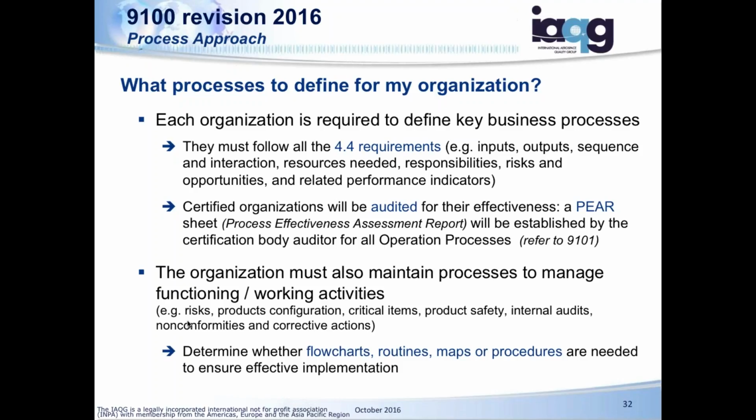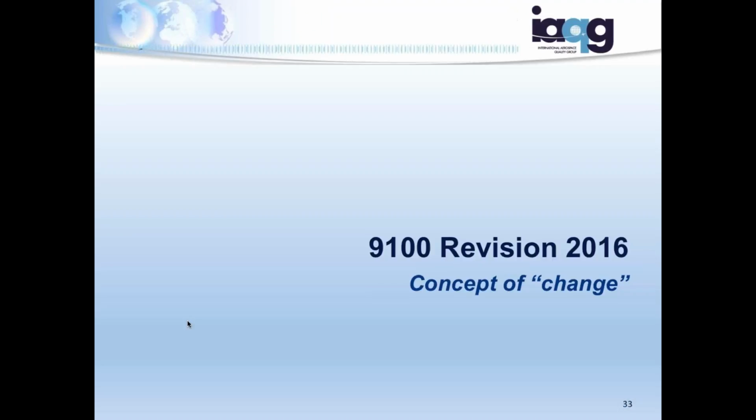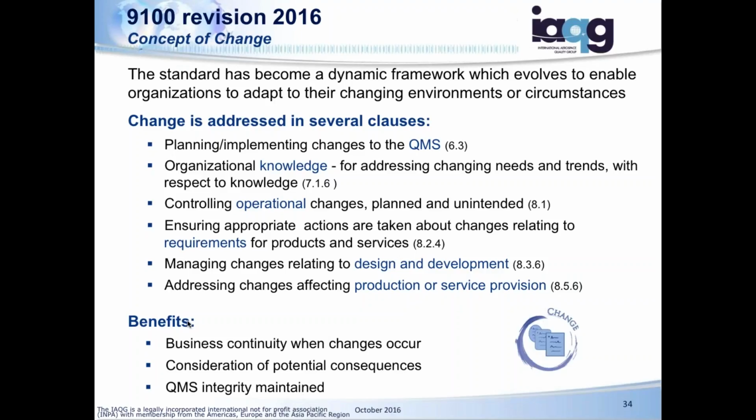So, all processes, whether you're talking processes or activities, need to be controlled, and we need to ensure that they're effective. So the concept of change, there's a clause on the concept of change, that's 6.3, but we can also see that there's lots of other references throughout the standard talking about change. So for example, in organizational knowledge, as your business changes, obviously what you need to maintain for your organizational knowledge needs to change.